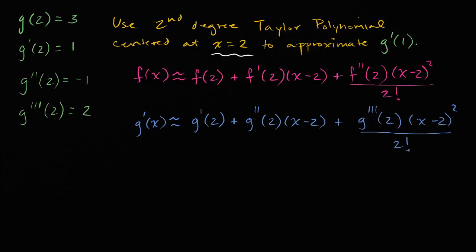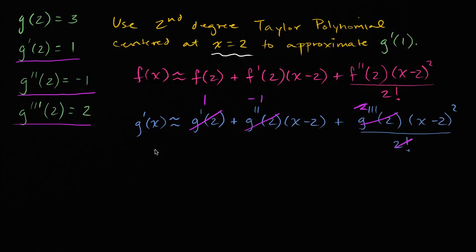Now they tell us what these things are. So let me use some new colors here. They tell us g of 2 is equal to 3, but actually no, that's not what we're going to want to use. We aren't using g of 2. They're telling us g prime of 2 is equal to 1. So this right over here is equal to 1. g double prime of 2 is equal to negative 1. So this is negative 1 right over here. And then finally, the third derivative of g evaluated at 2 is 2. And 2 over 2 factorial, 2 factorial is just 2 times 1, or it's just 2. So that and that cancel out.